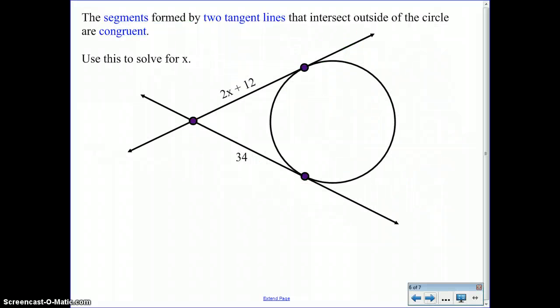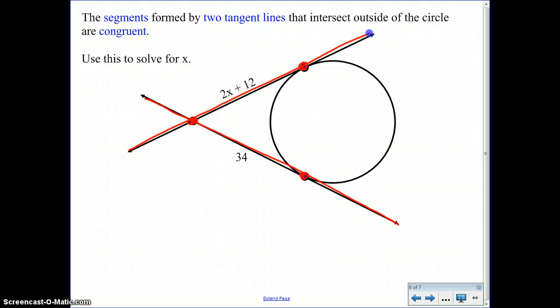All right. In addition to the fact that a tangent line forms a right angle with the radius, there's one other theorem about tangent lines we need to discuss. And that's if you have two different tangent lines. So both of these lines are going to be tangent in this problem. They each intersect at one point. And then they also intersect each other at some point outside of the circle.